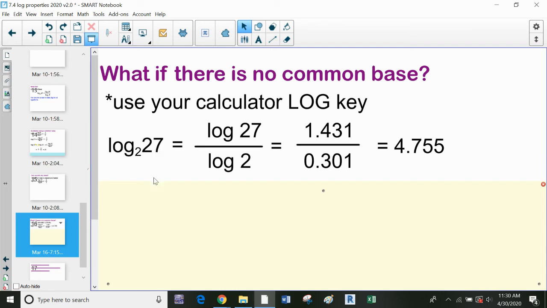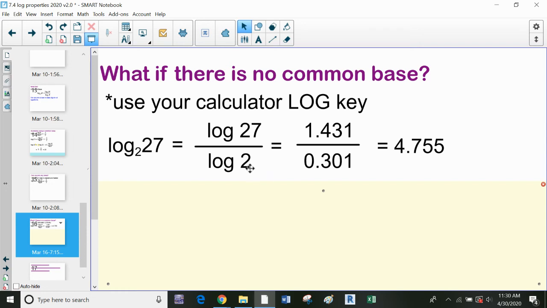Well, 2 and 27 do not share a common base. One's odd, one's even, that's kind of a giveaway right there. So we're going to use our common base, base 10, and take the log base 10 of 27. Notice I didn't bother to write in the 10 over log base 10 of 2. Then I'm going to grab my calculator and make it do the work. So I'm going to hit log, enter the 27, close parentheses, and I get about 1.4 and some change.